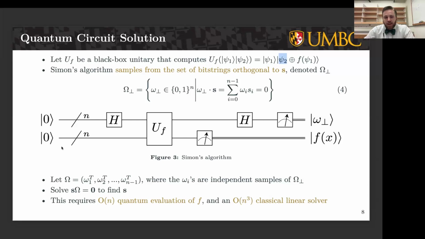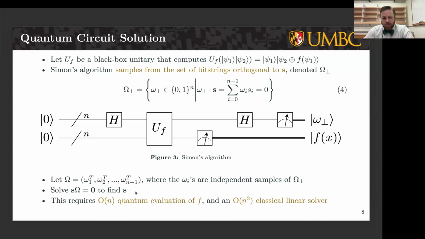Simon's algorithm I've presented as a quantum circuit diagram here. The algorithm is successful because it uses this oracle to prepare a hidden subgroup. The hidden subgroup of interest I've called omega perp. This omega perp is the set of all bit strings that are orthogonal to our secret string, where omega dot s equals 0, and this dot operation is the sum of the bitwise product of the two vectors. Using this algorithm, we're able to efficiently sample from this set of bit strings that are orthogonal to our secret string. And once we've sampled n-1 independent bit strings that are all orthogonal to the secret string, then we can compose a system of linear equations, solve the system, and deduce our secret string.